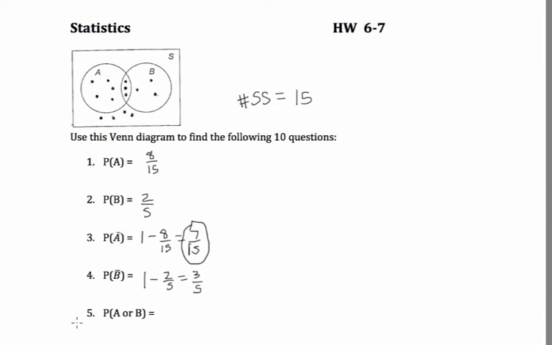So now probability that you're in A or B. So that means you can be in A or in B or in both. That's this picture right here. The probability that you're in A or B. How many things are there? 1, 2, 3, 4, 5, 6, 7, 8, 9, 10, 11. So 11 out of 15.